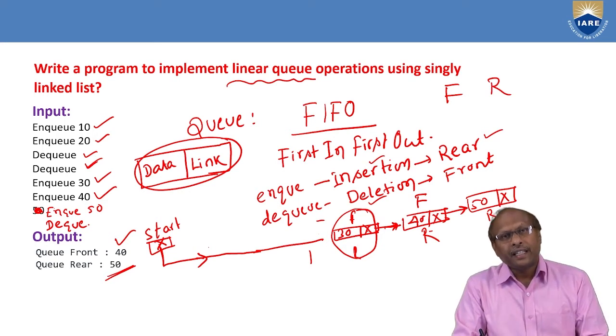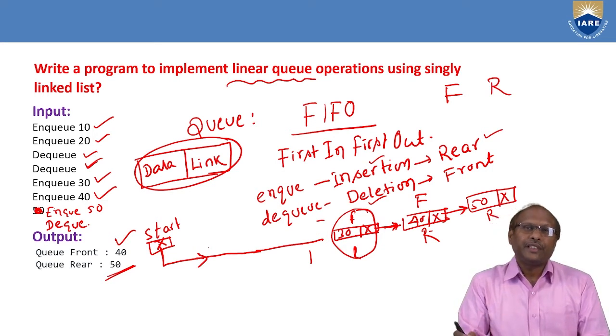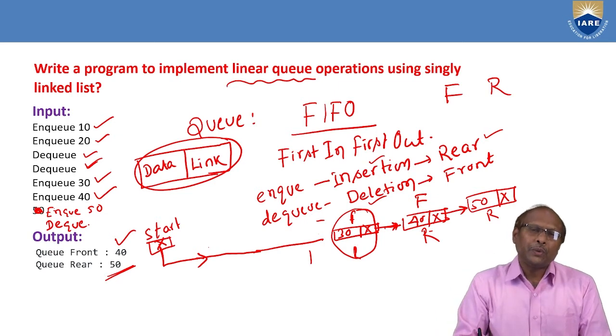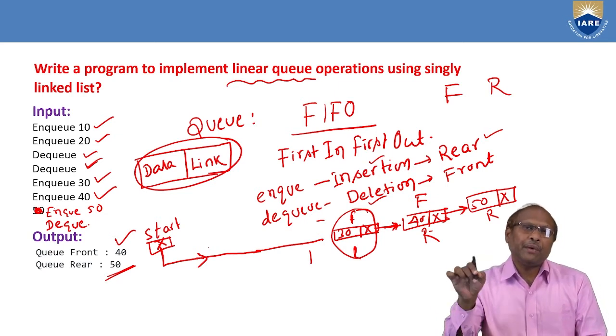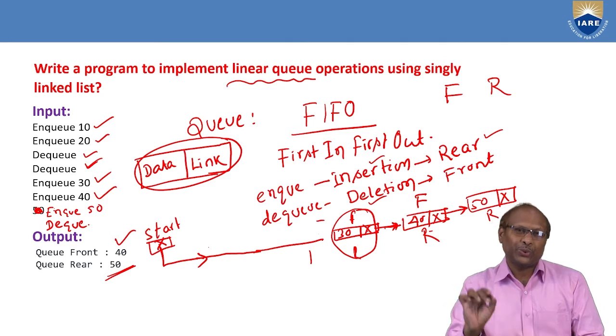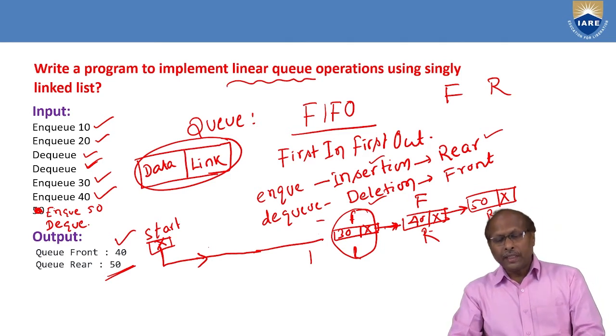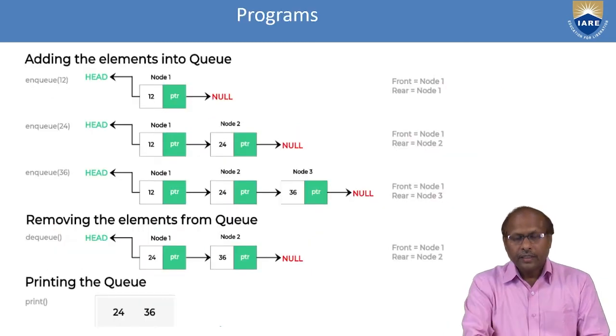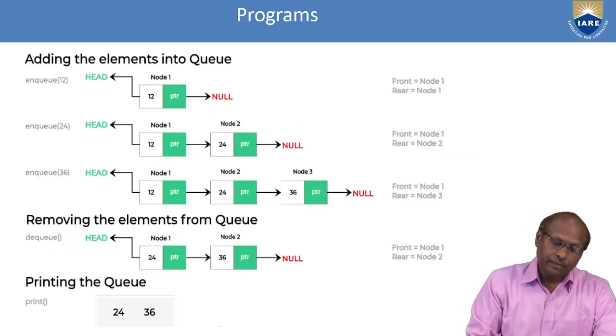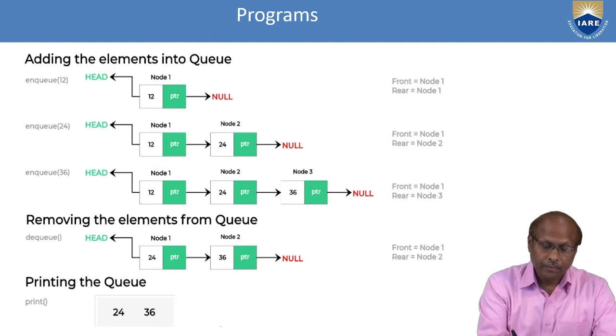But in the linked list, what you have to do? Front will be a pointer which will be pointing to the first node, and rear will be another pointer pointing to the last node. Fine. Now we have to implement this. Let us see through a simple diagram.